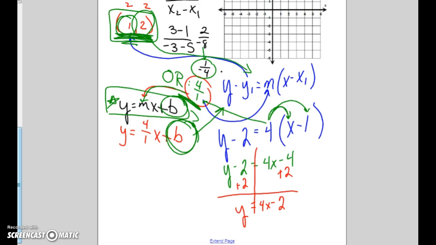And then here I would distribute: 4 times x would be 4x. 4 times -1 gives me -4. And then I'm going to solve this equation getting y by itself. So I add 2 to both sides. So y equals 4x minus 2. So this right here is what they were looking for as my final answer.